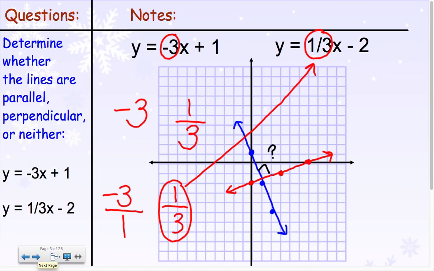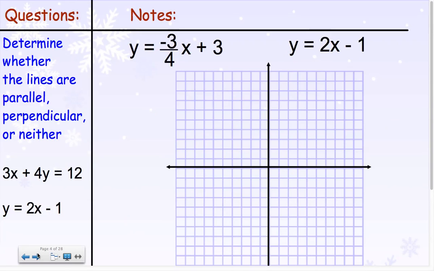Yep. So that automatically means they are perpendicular. If the slopes are flipped and changed, if they're opposite reciprocals, then that means they're perpendicular. So this slope and this slope are opposite reciprocals.